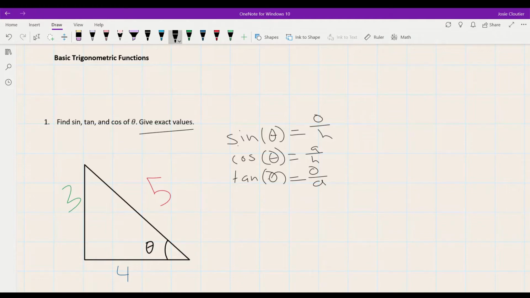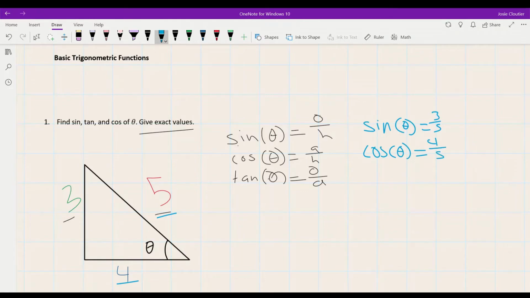So if we take a look, the opposite is going to be 3 and the hypotenuse is 5. So we get sine of theta is equal to 3 over 5. The adjacent is 4, hypotenuse is 5. So cosine of theta is equal to 4 over 5.